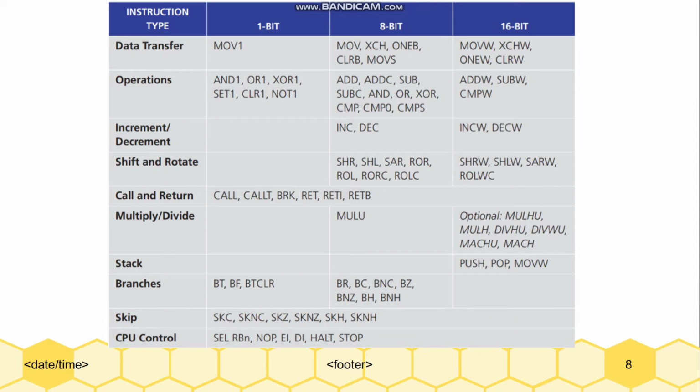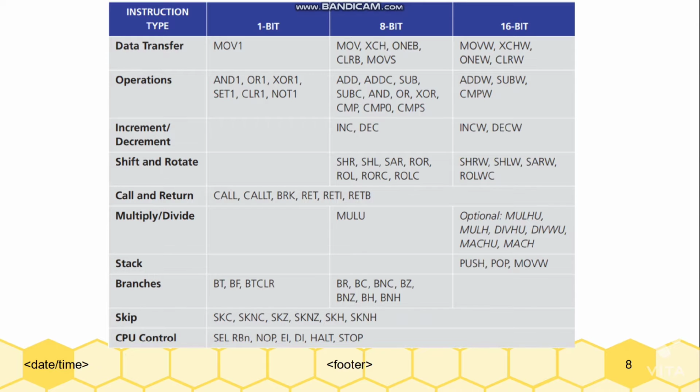For data transfer, for 1-bit data transfers we have the command MOV1, and for 8-bit data transfers we have commands like MOV, XCH, ONEB, etc. And for 16-bit, we have MOVW, ONEW, CLRW. Like that, for every type of operation, we are going to have each and every specific command.